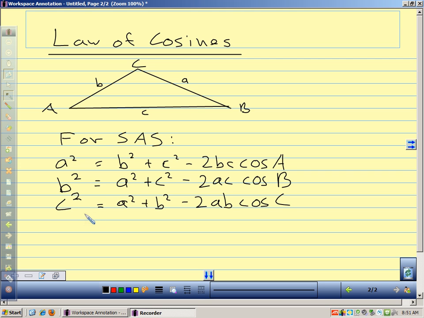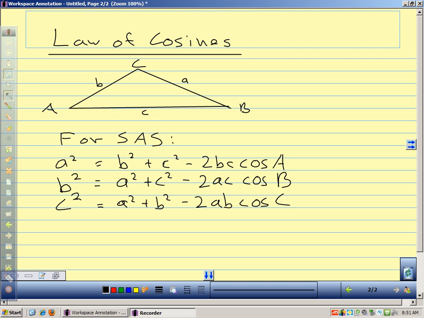Now let's take a look at this real quick. What if we had a right triangle? What if A was 90 degrees? What if angle A was 90 degrees? What's the cosine of 90 degrees? What's the cosine of 90 degrees? 0. Cosine of 90 degrees is 0.